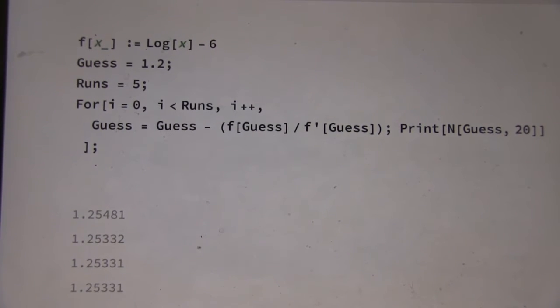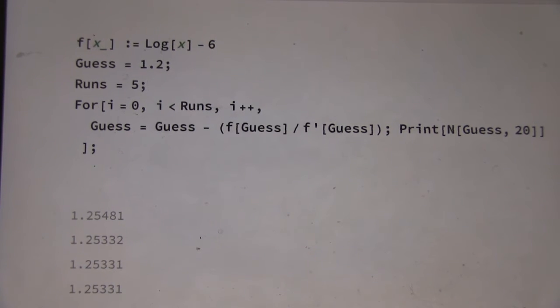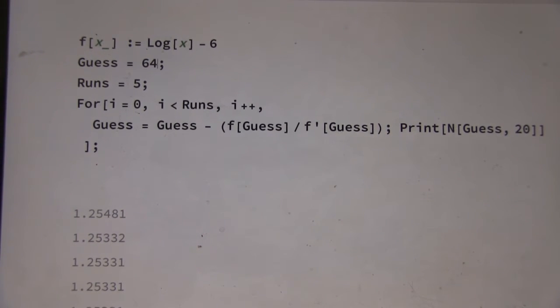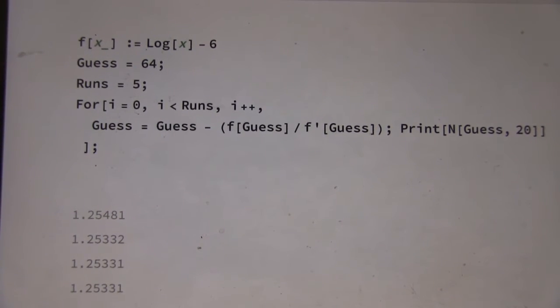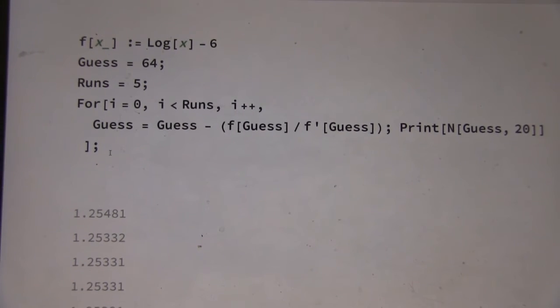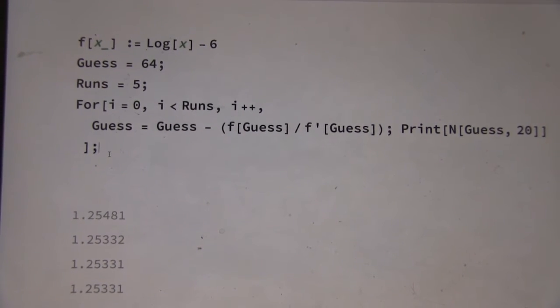Well, this function doesn't have a lot of waves, so we can guess semi far away, and we should still be able to reach the root eventually. So we can guess 2 to the 6th. So I'll guess 64 as our initial guess, and we can do 5 runs at first. We might need more.